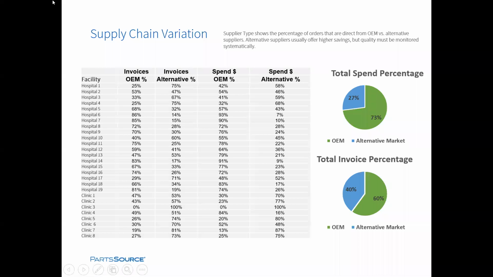Several of their sites were very OEM loyal, while others aggressively spent with the secondary market. No site was able to track quality data of their parts to justify their choices. You can see here that supplier type shows the percentage of orders that are direct from the OEM versus alternative suppliers. Some sites were purchasing upwards of 90% through the OEM, while others were primarily purchasing through alternative suppliers. Alternative suppliers usually offer higher savings, but it's important to note that quality must be monitored systematically in order to assure that true value is being achieved.